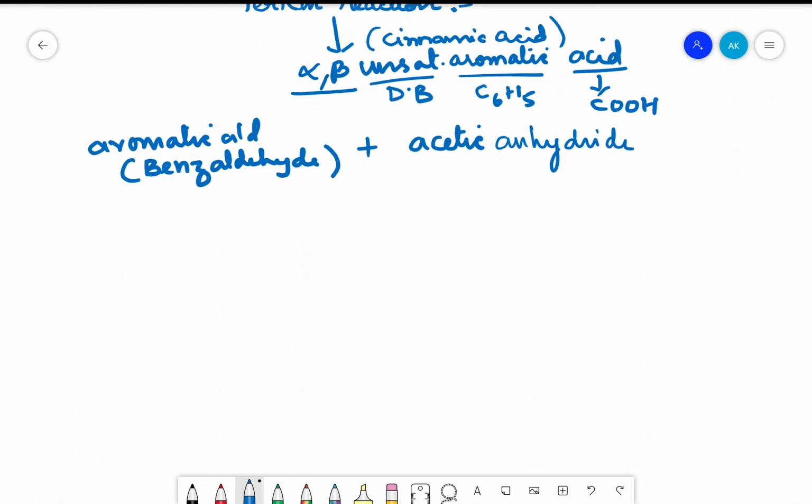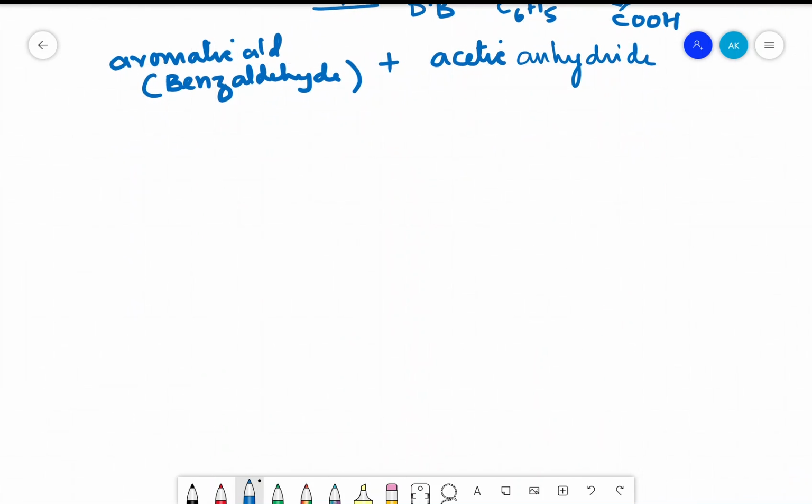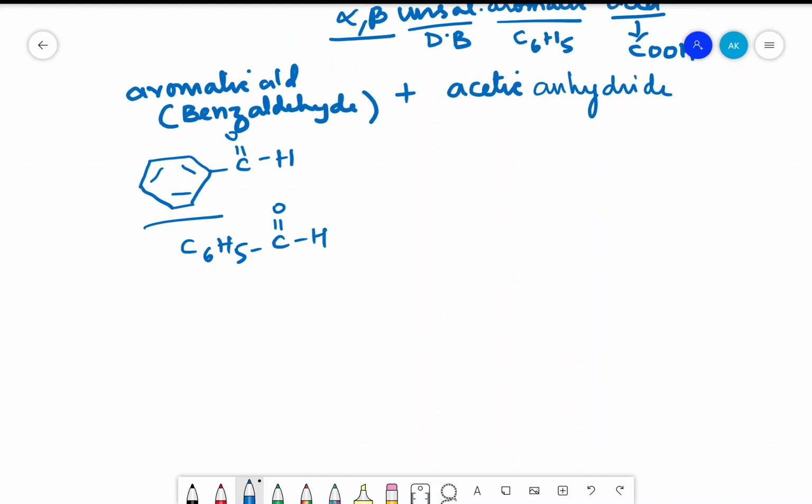Acetic anhydride. All of you know the structure of benzaldehyde. Benzaldehyde is either this structure with C double bond O H. This structure can also be written as C6H5 C double bond O H, which is benzaldehyde.